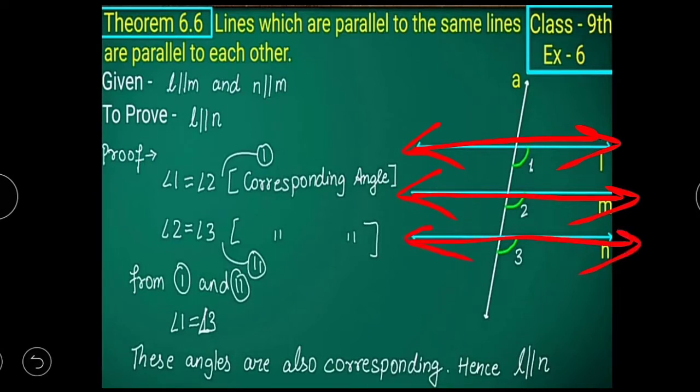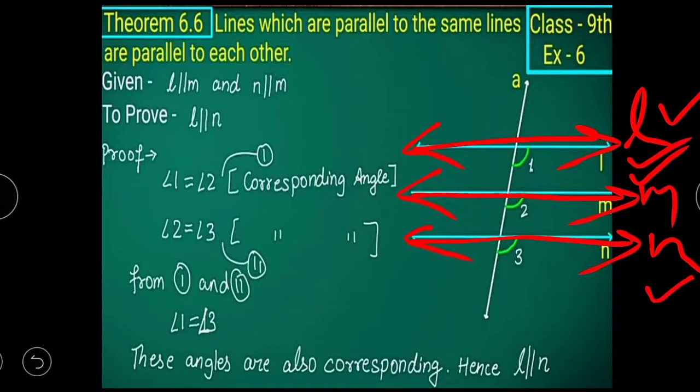Let us suppose we have three lines, line L, M and N, and it is mentioned that lines which are parallel to the same line. Suppose line L is parallel to line M, and line M is parallel to line N. So we have to prove that L and N are parallel to each other. What is given to us? We are given that L is parallel to M and N is parallel to M. And what we have to prove? We have to prove L is parallel to N.